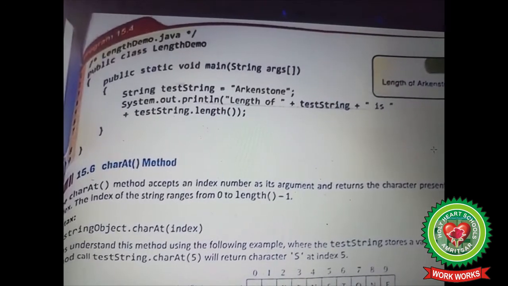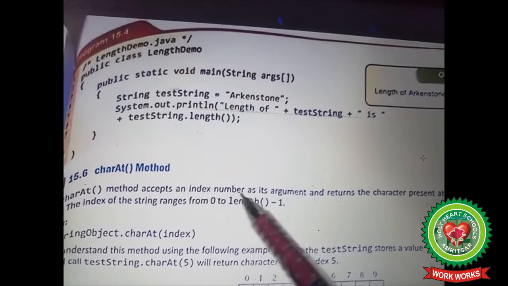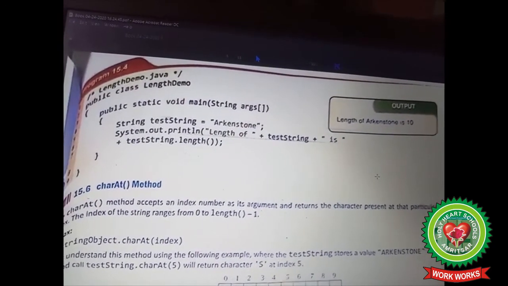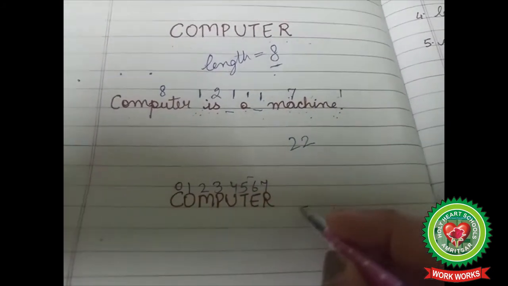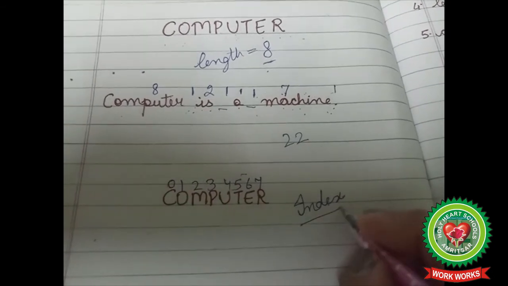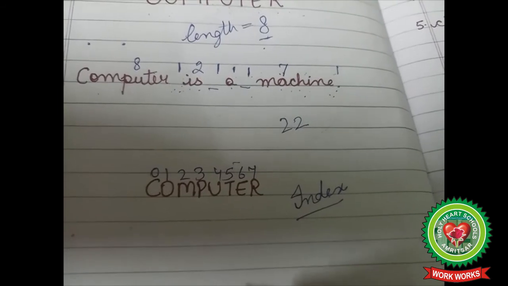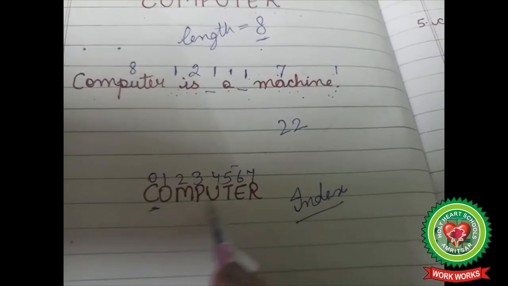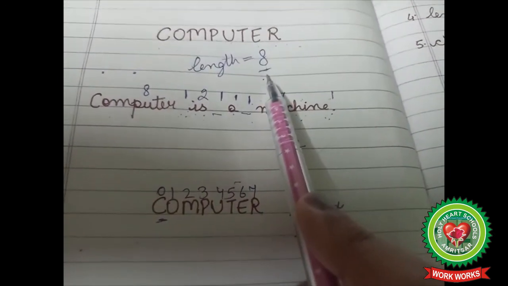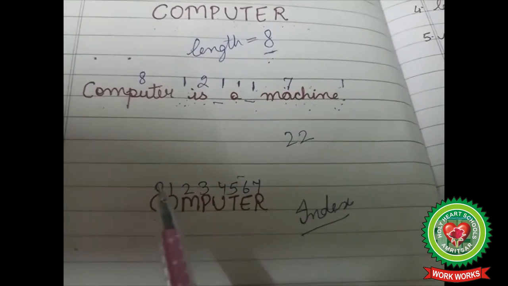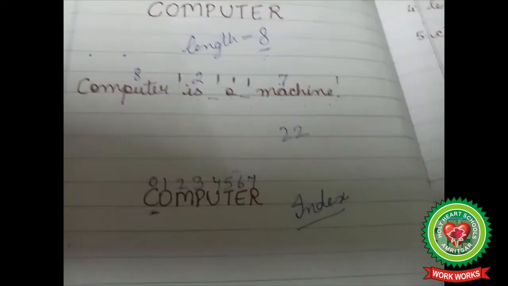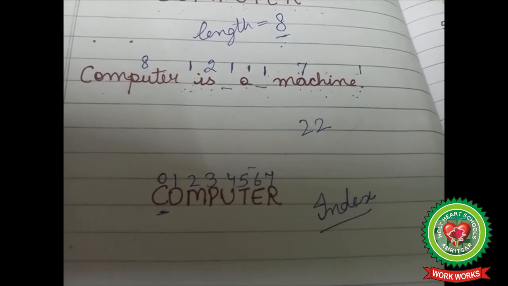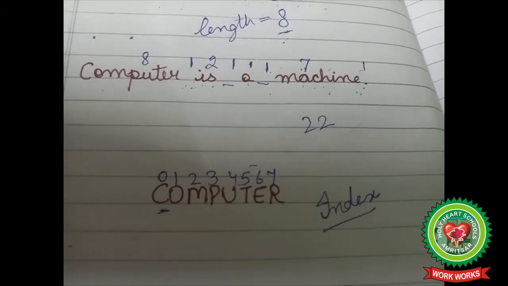Next method is the charAt method. This method accepts an index number as its argument and returns the character present at that particular index. Let's understand the concept of index. Index means position. In a string, index always starts from 0. It means the word computer has the length 8, and its character C has the index 0, O index 1, M index 2, P index 3, U index 4, T index 5, E index 6, R index 7.